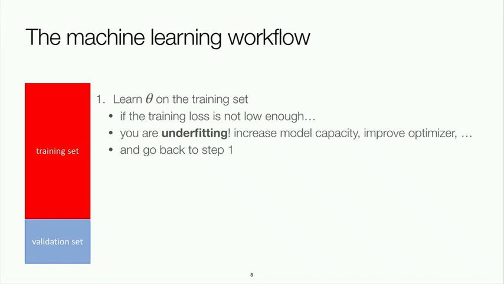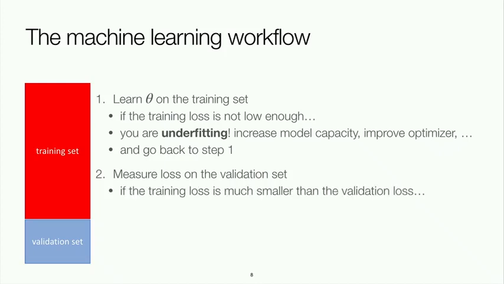Okay, if I learn my new model on the training set and I'm no longer underfitting, so I'm happy with the training loss, then what should I do? I should then measure my loss on the validation set. I should see, well, this is doing pretty well from the empirical risk perspective. How is it doing from the true risk perspective? Now let's get an estimate of my true risk and see what it's doing.